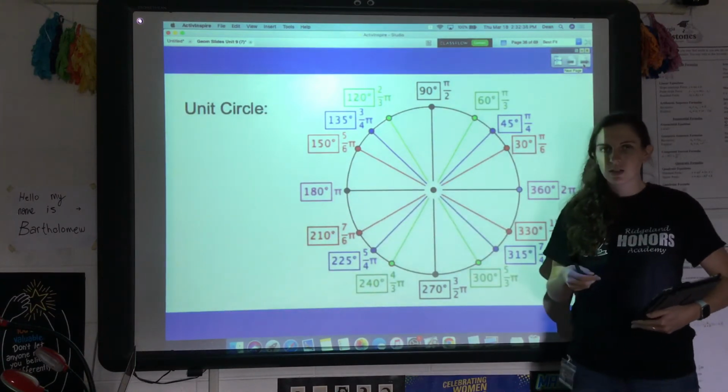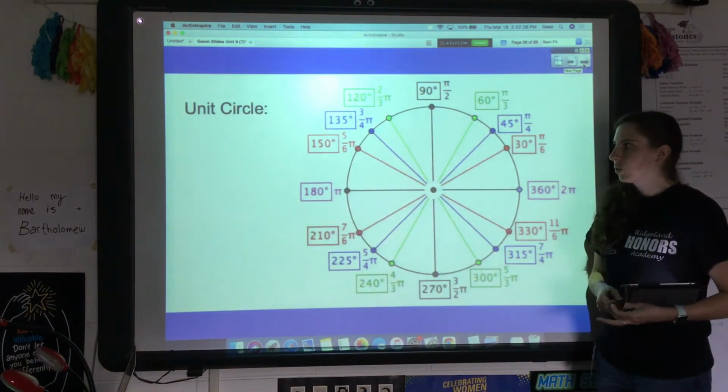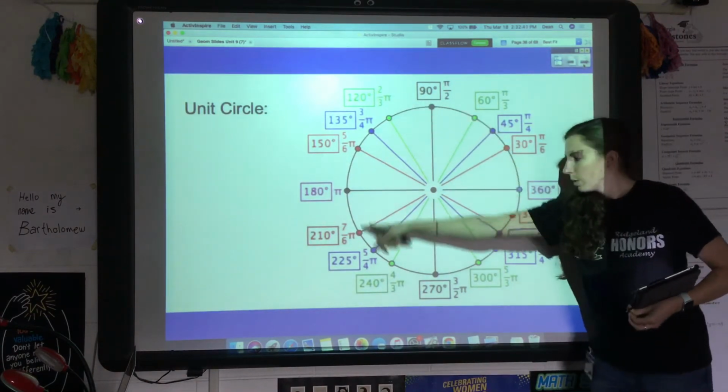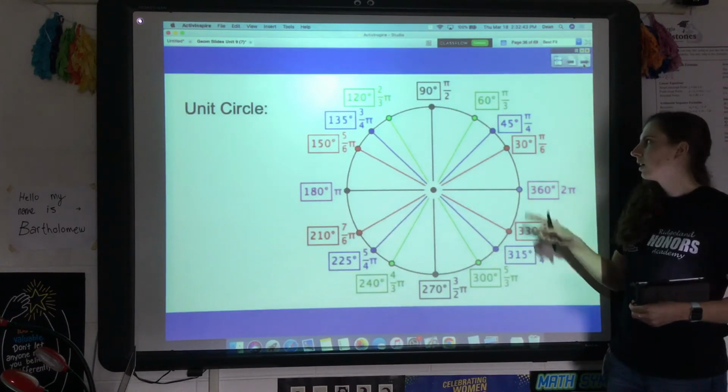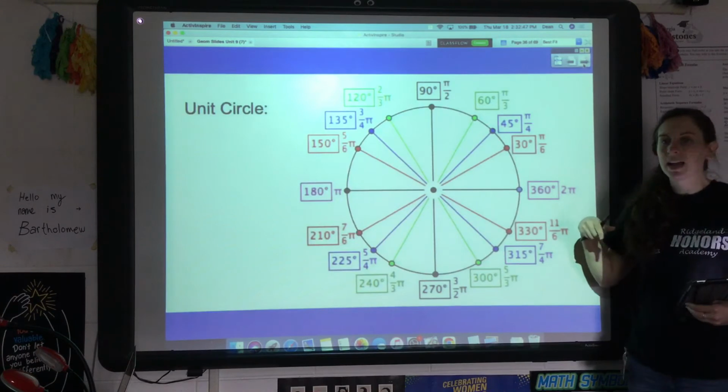This is called the unit circle, and we're not going to get there quite yet, but basically the unit circle works in both degree measures all the way around to 360, and it works in radians all the way around to 2 pi.